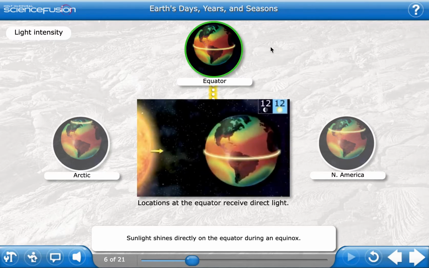Sunlight shines directly on the equator during an equinox. This direct light delivers a lot of solar energy. This is one reason why areas near the equator are usually so hot.